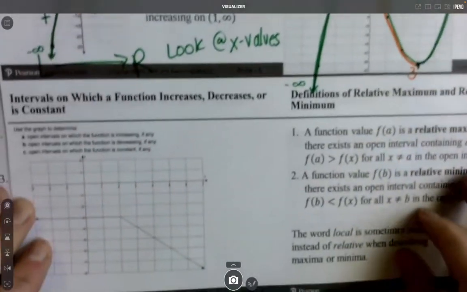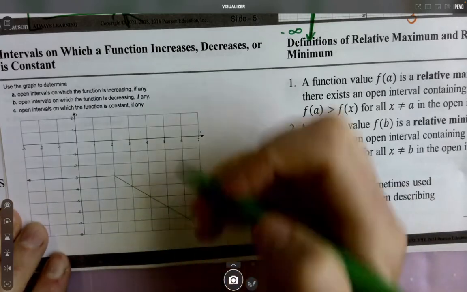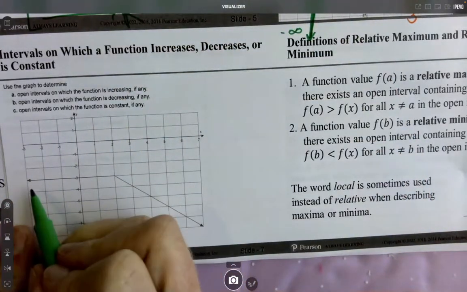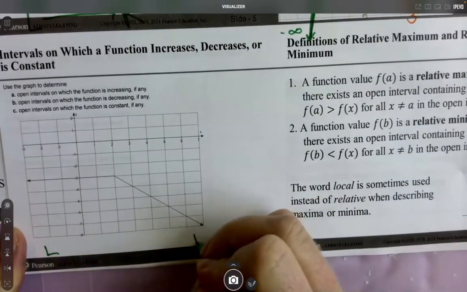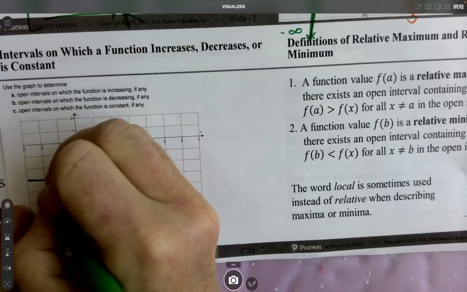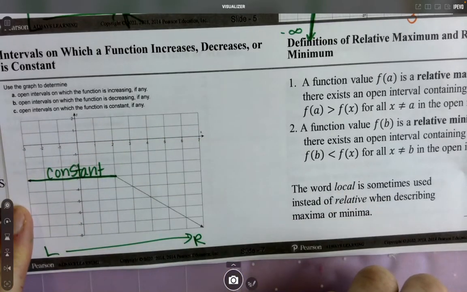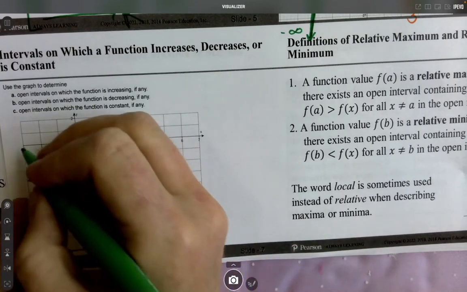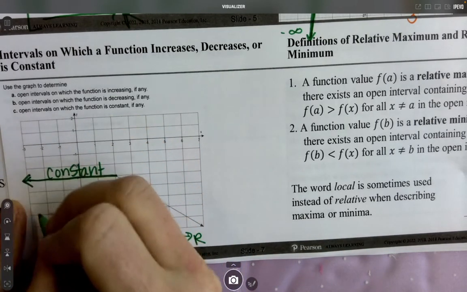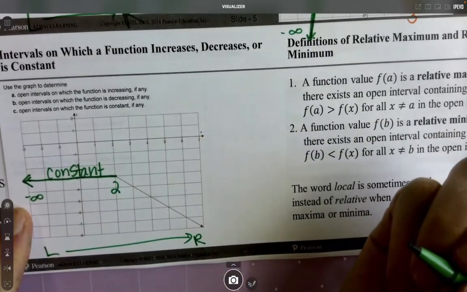Okay, let's look at the next one. It's already graphed on here for us. So it says we want to look for increasing. So there are none. See how this is, we were reading it left to right. So here to here, that's constant, right? It's not going up or down. So remember our x value, it's going to keep on going this way. So that's -infinity to 2 is constant.